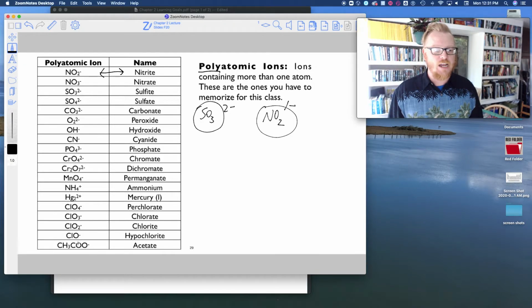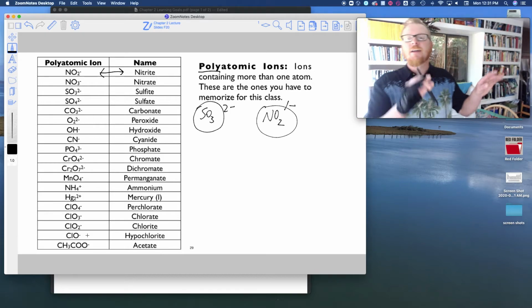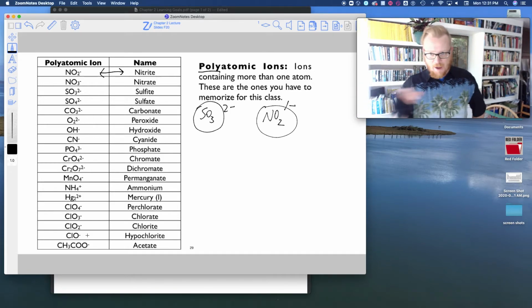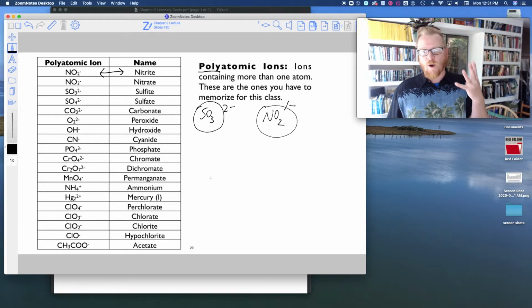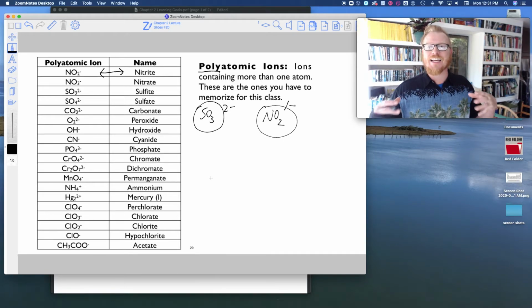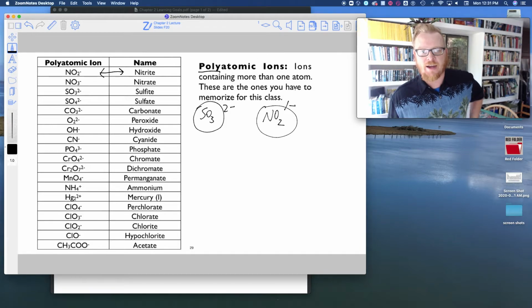Acetate, CH3COO minus. Make flashcards. You've got to know the name, the spelling, the formula, the charge, all of it. Be able to connect it all. And what I also want you to recognize is that these polyatomic ions are basically one thing. In the case of sulfite here, it's 3 oxygens and a sulfur, so that's 4 atoms, but it exists as one thing that's negatively 2 charged. That's why they're called polyatomic ions.